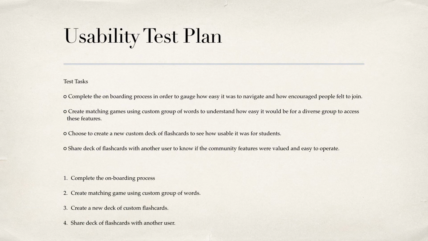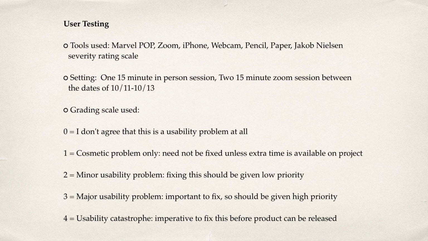So my usability test plan, I picked four main tasks for somebody to test in order to find out how usable the app was. My four tasks were to complete the onboarding process, create matching games using custom groups of words, create a new deck of custom flashcards, and to share the deck with other users. We used Zoom as well as some in-person interviews, all of them being less than 15 minutes long. We used a grading scale of 0 to 4.